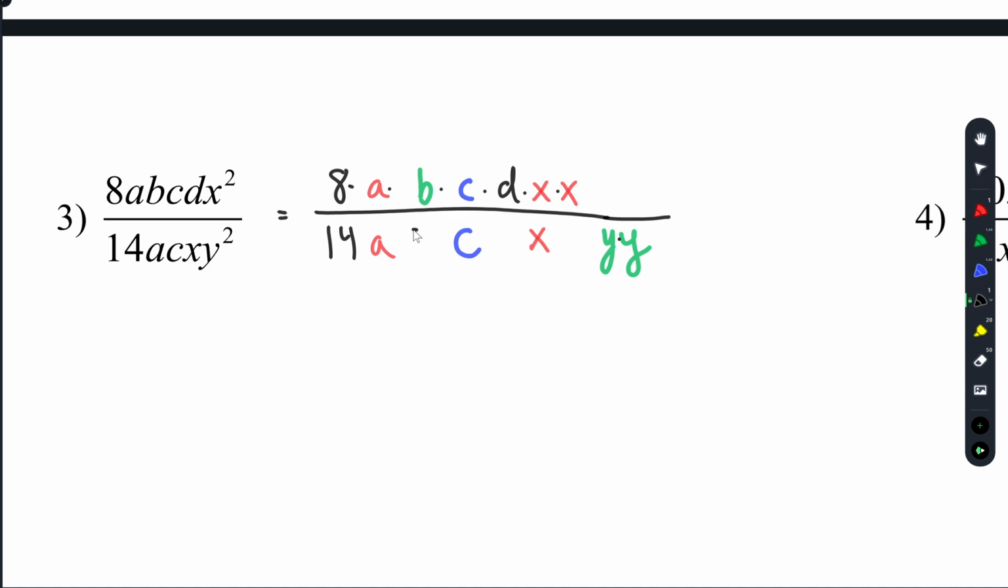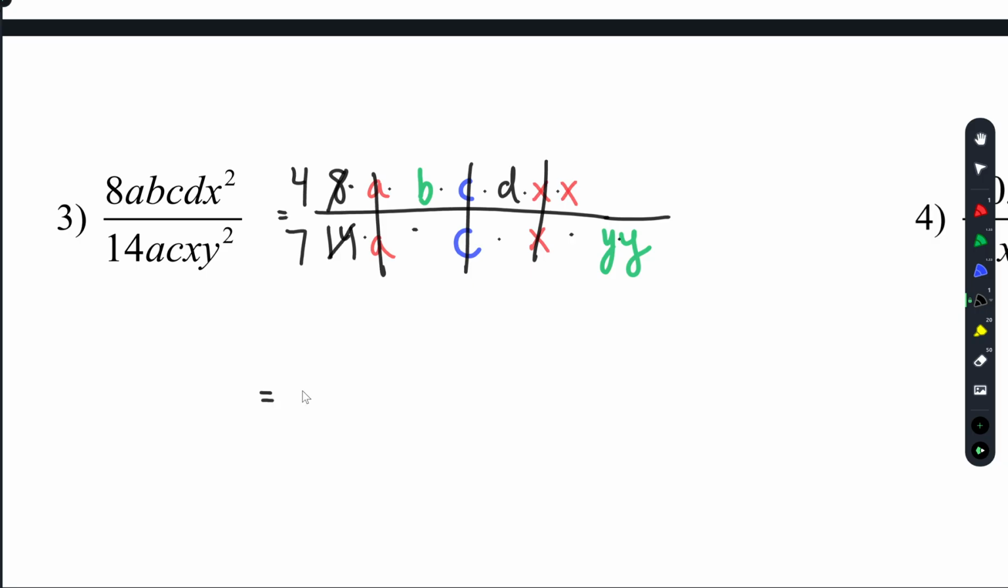So I'll do the numbers. 8 and 14, you have to think what goes into both of those? 2, right? So that'd be 4 and 7. So that's how you're going to change those. And then the satisfying part is when you're dividing everything. So the A's will go, the C's will go, an X will go, and that's it.